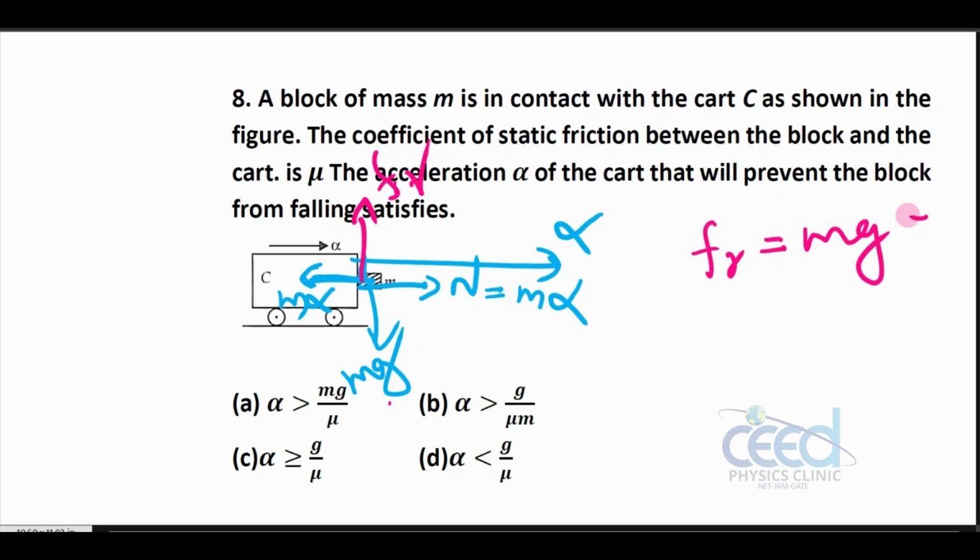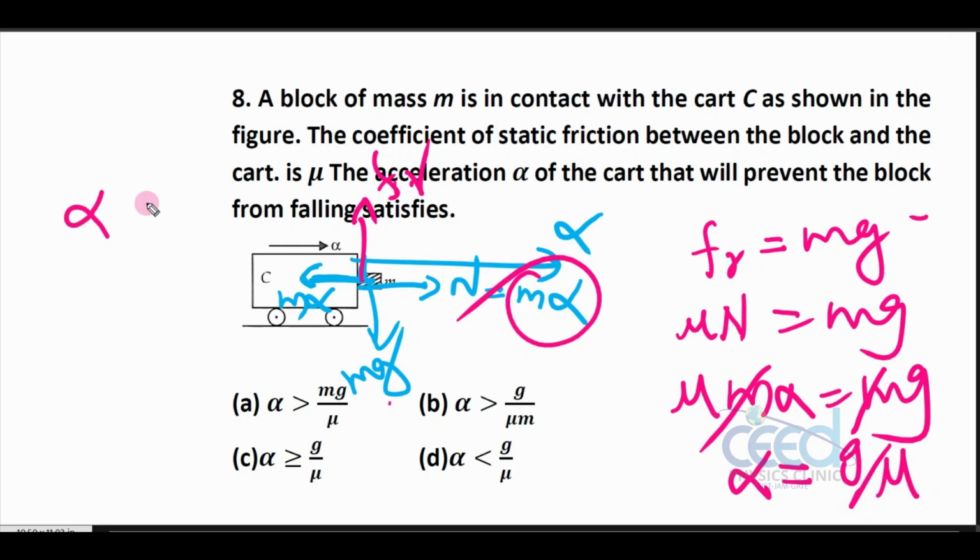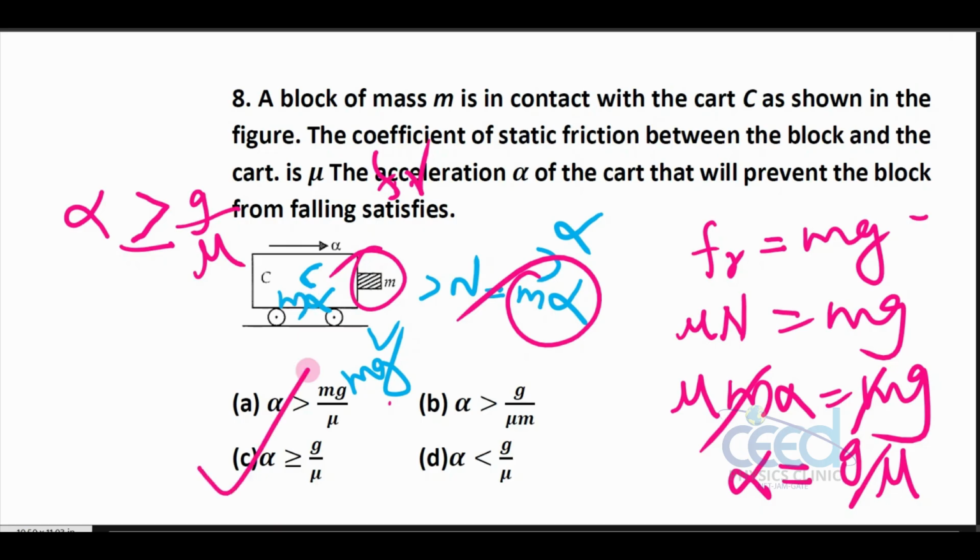Now what is the frictional force? Frictional force is equal to mu into the normal reaction n. What is n? N is equal to m alpha. So mu m alpha is equal to mg. Now m cancels. Then the acceleration alpha required is g by mu at minimum. It should be greater than or equal to g by mu. Then this block we can keep here without falling. Then which is the option? Option C is correct. All right.